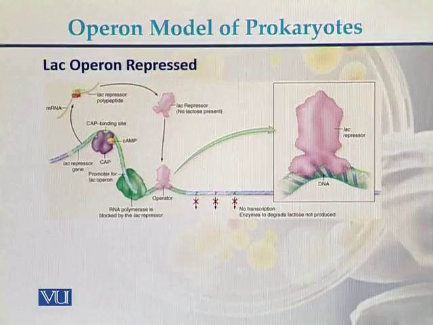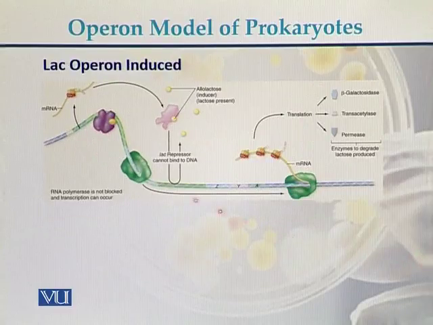Here is an example. The lac operon is repressed because here we can see the lac repressor binds to the operator. When it binds to the operator, there is no transcription of the structural genes. Here the lac operon is induced because, due to the presence of lactose, the repressor will not bind to the operator region. So there is transcription of the structural genes. We call it lac operon induced.